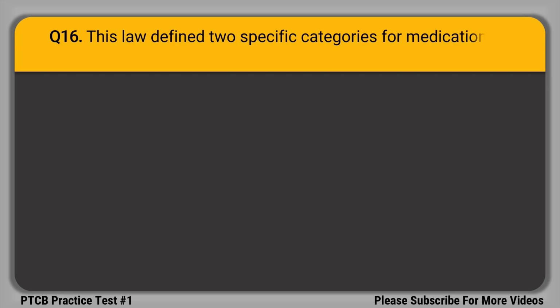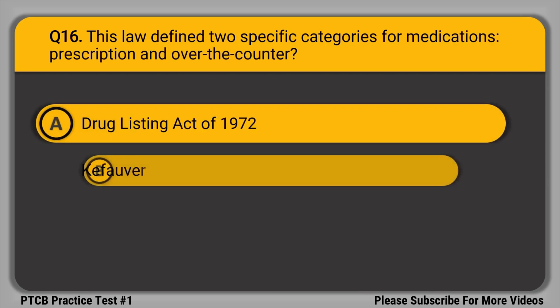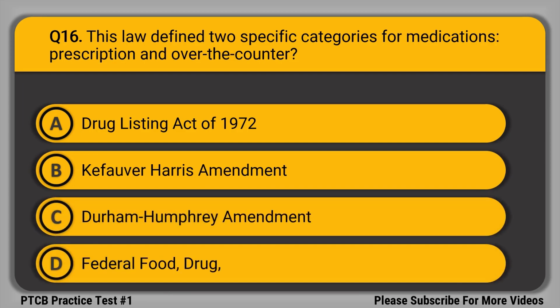Question 16. This law defined 2 specific categories for medications: prescription and over-the-counter. A. Drug Listing Act of 1972. B. Kefauver-Harris Amendment. C. Durham-Humphrey Amendment. D. Federal Food, Drug, and Cosmetic Act.